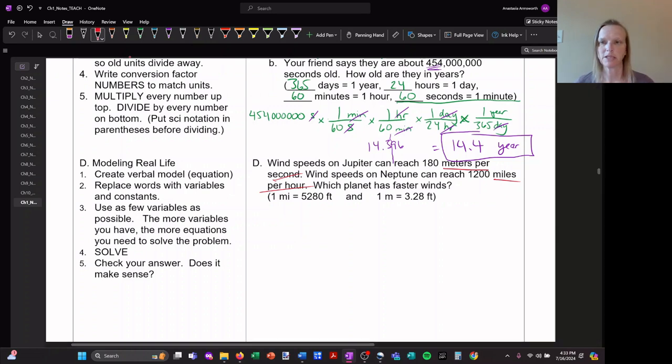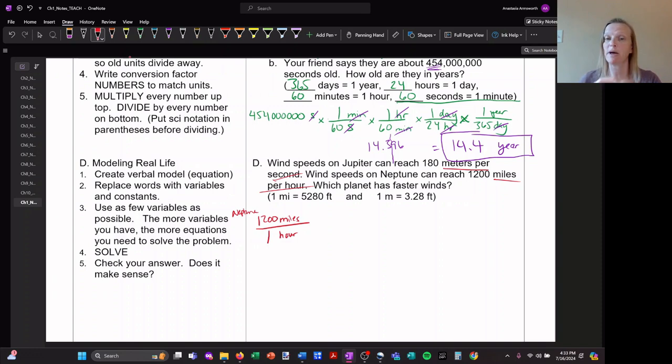So I'm going to focus on Neptune and change Neptune's speed into meters per second. So I'm going to start with 1,200 miles in 1 hour. Notice this time I'm starting with a rate, miles per hour, so I need to write this as a division problem, as a fraction. And then when I want to convert units, I need to convert from miles to meters, and I need to convert from hours to seconds.